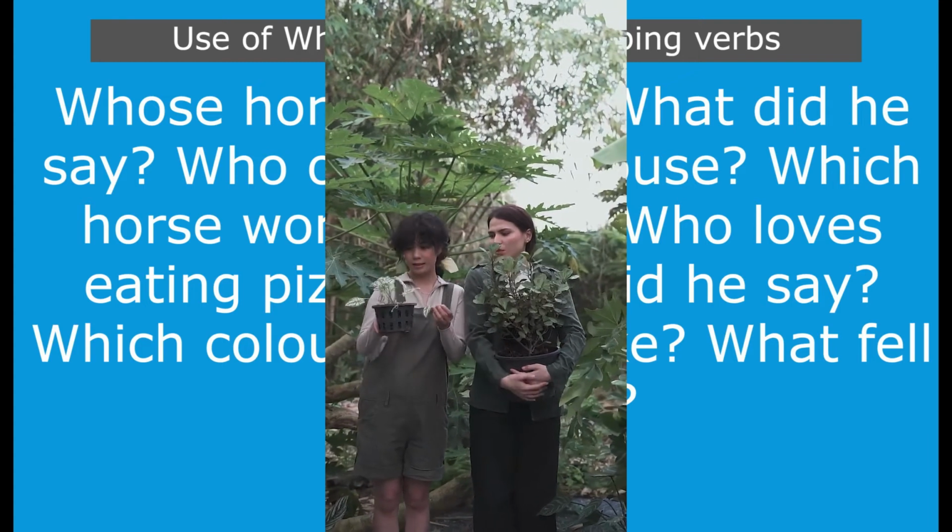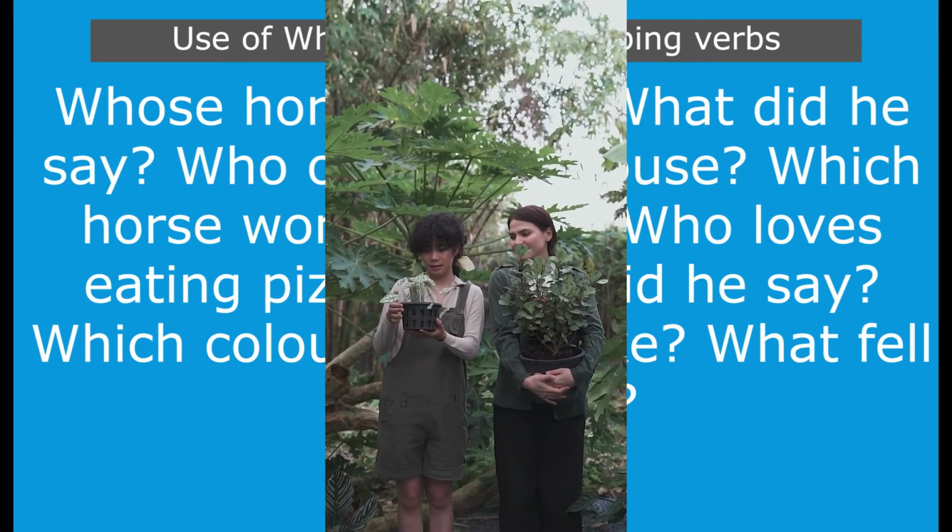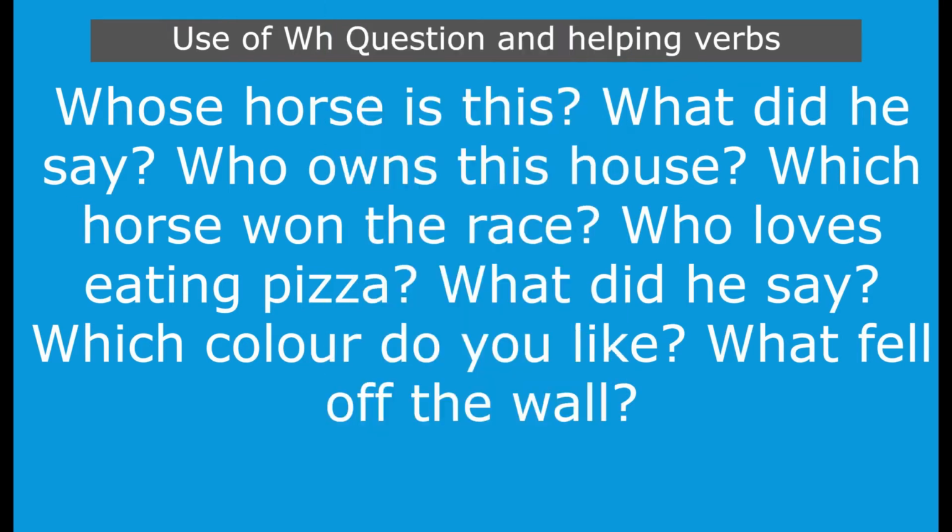We use no helping verb when the subject of the question is who, when the subject of the question is not known. For example, who owns this car? Here, who is the subject. The subject of the question is hidden in the word who. So, we don't use a helping verb here. We just use who and then the verb.